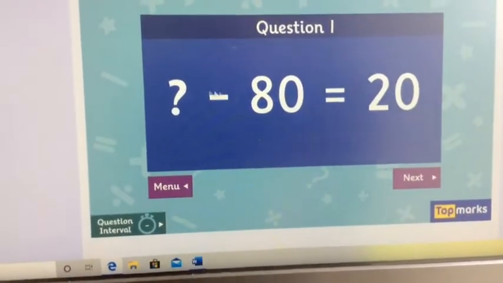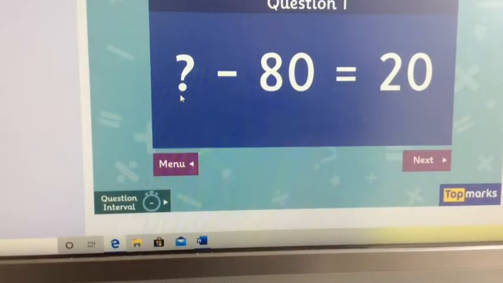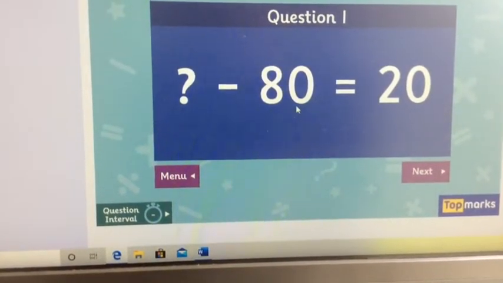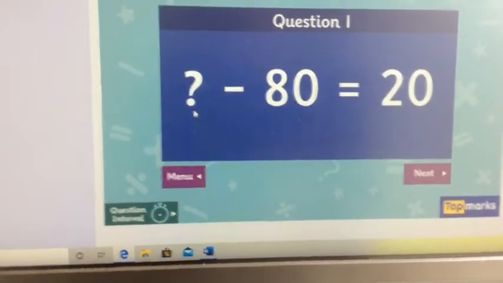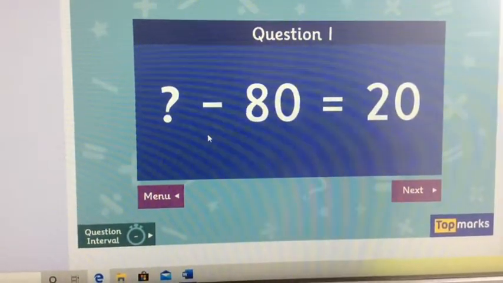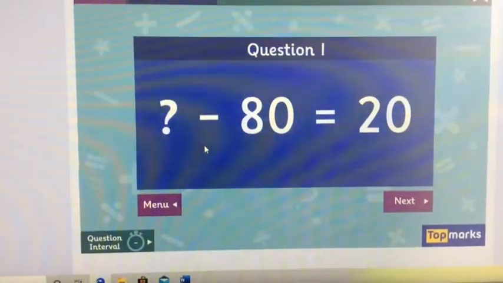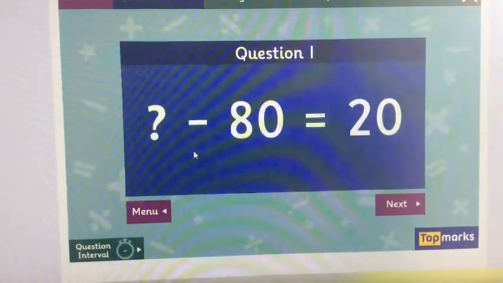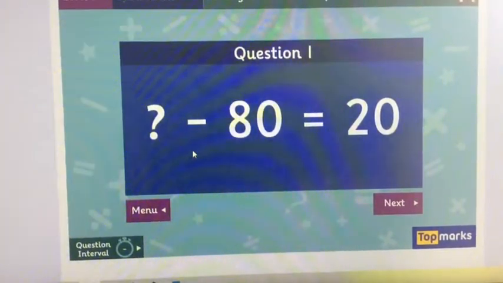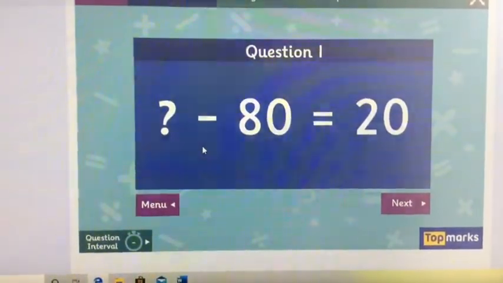Okay, remember, the biggest number is always at the beginning of a subtraction sum. So what could you do with the smaller numbers to make the big number? Don't forget to check your answers out and mark your work. And you can have another go. Can you reduce the time you've got to answer the questions?